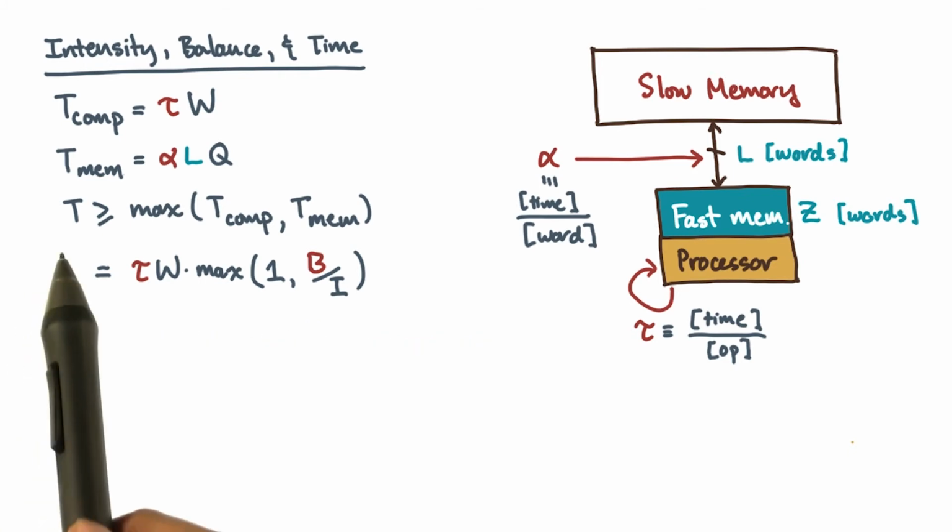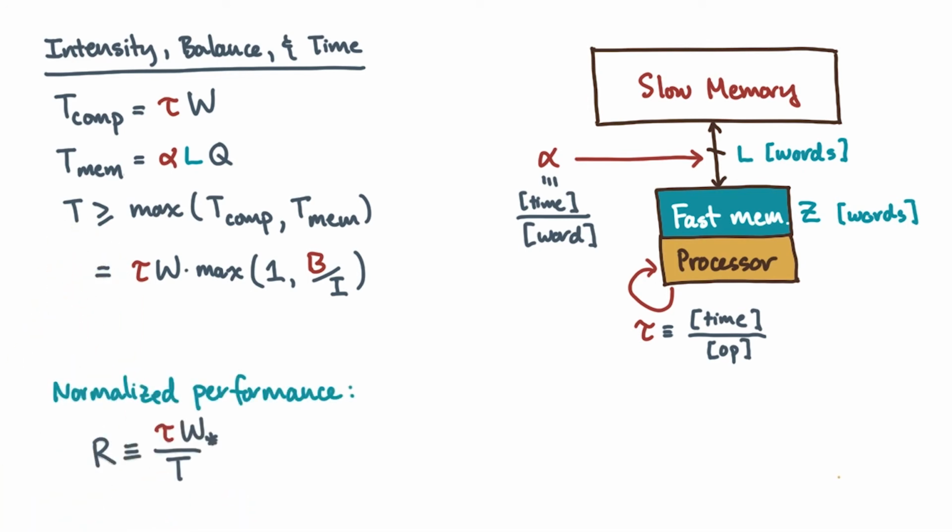Sometimes, rather than asking about execution time, we'll ask about a certain measure of performance. I'll denote that measure by capital R. Its numerator is tau times W star. In other words, the best time in the pure RAM model. So what does dividing by T do? Why, it gives you the following formula.